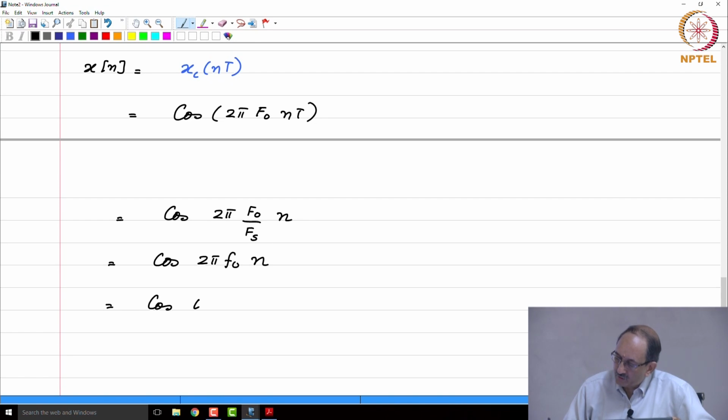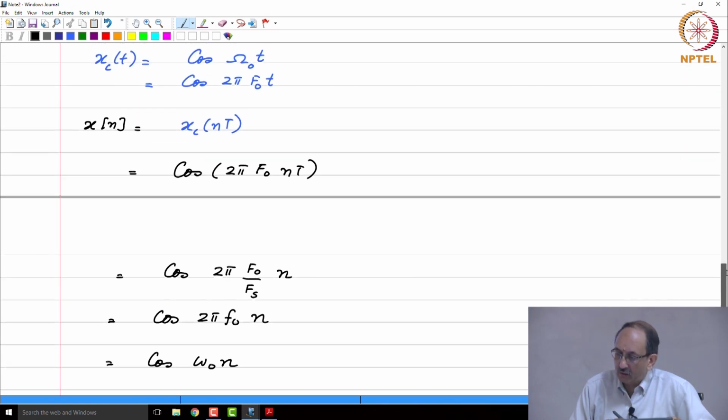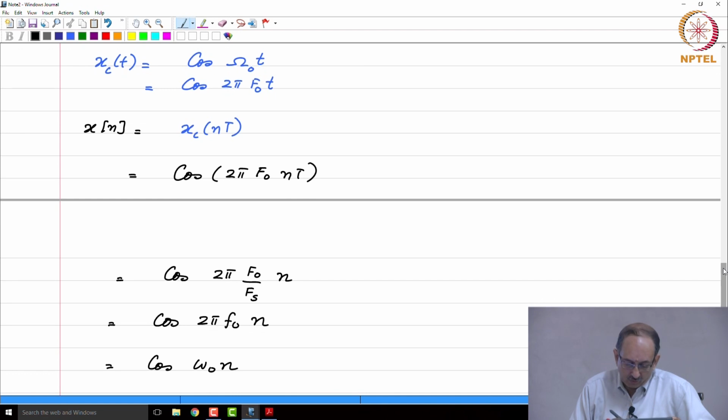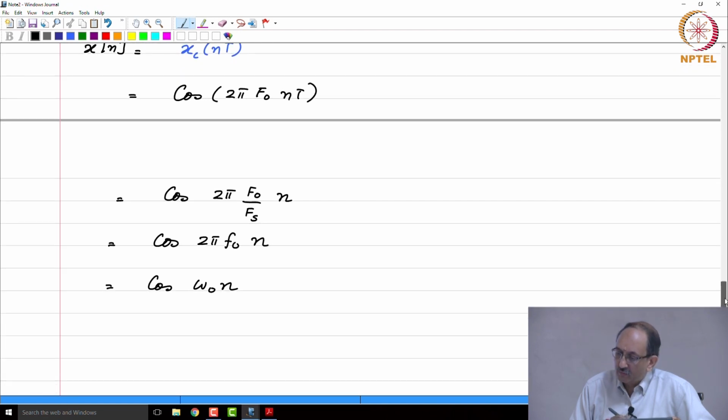2 pi f naught is omega naught, and hence if you have a sinusoid with frequency cap omega naught, and if you sample it at cap T apart, you get a sequence which is cosine little omega naught n, and little omega naught is 2 pi little f naught, and little f naught is cap F naught by cap F s. So, you take the true frequency, normalize it by the sampling frequency to get the normalized frequency, and then 2 pi times the normalized frequency gives you the radian frequency.